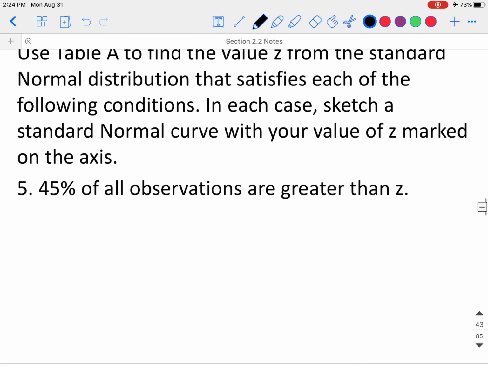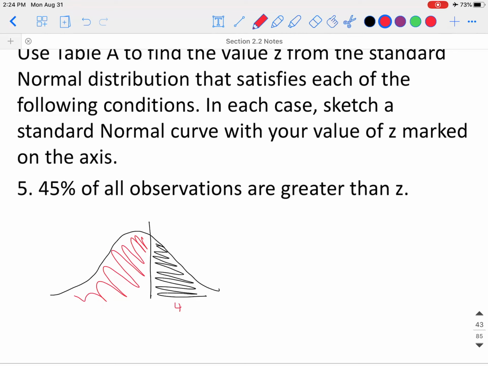If 45% of the observations are greater than, so 45% are greater than, that would be here. Remember, we only know about the area to the left. So if the right side is 45%, that means we have 55% to the left. So our area we should be looking for is 0.5500. If you look on the interior of your table, the closest area you are going to find is 0.5517. And the z-score that corresponds to that is 0.13.